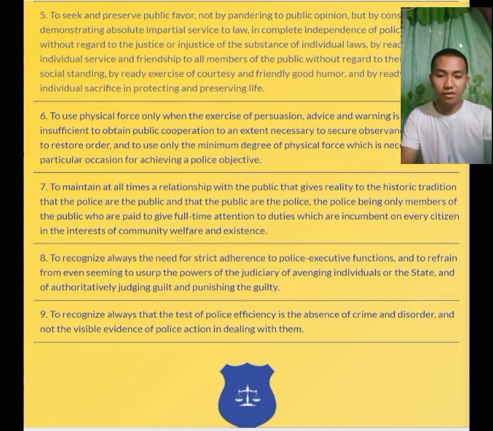So number 7, we have here to maintain at all times a relationship with the public that gives reality to the historic tradition that the police are the public and the public are the police, the police being only members of the public who are paid to give full-time attention to duties which are incumbent on every citizen in the interest of community welfare and existence.